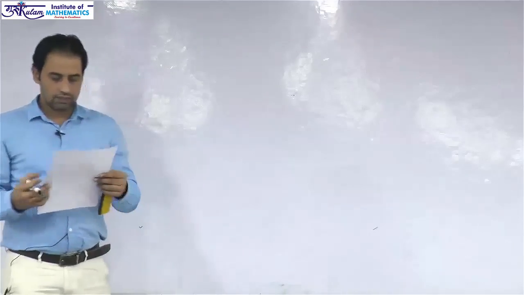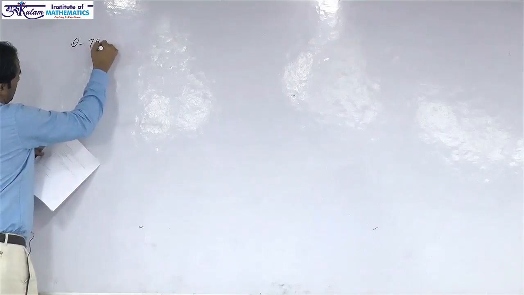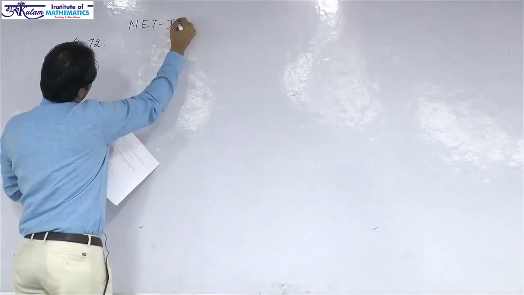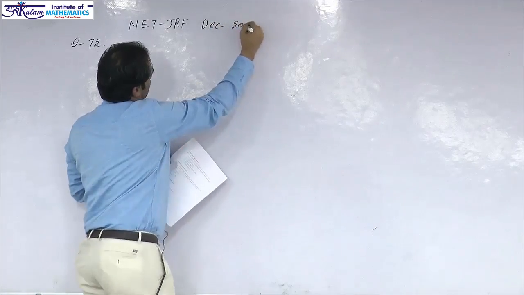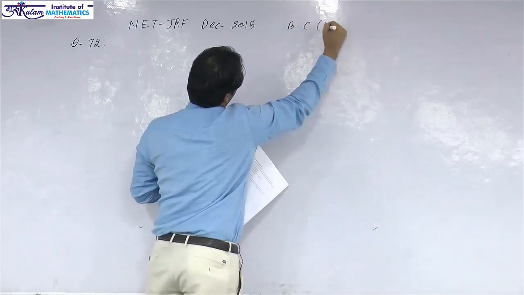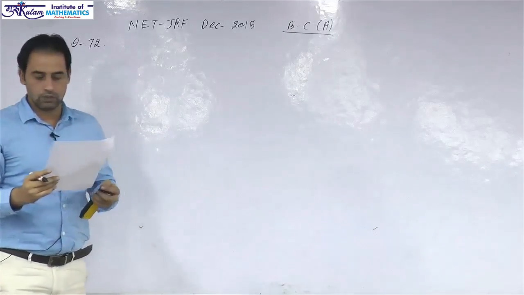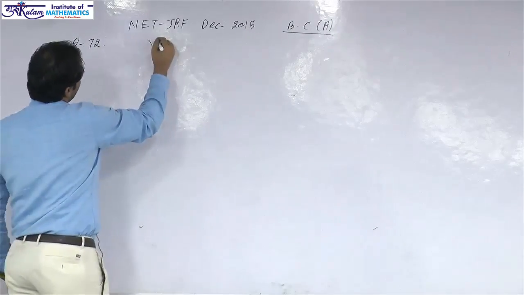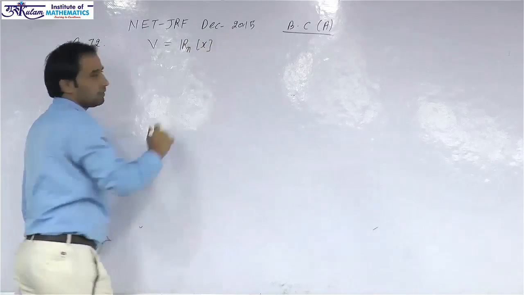So let's start with another question. This is question number 72, in NET JRF December 2015, and again the booklet code is A. So the question is, V is a vector space of polynomials over the real field with degree at most n.